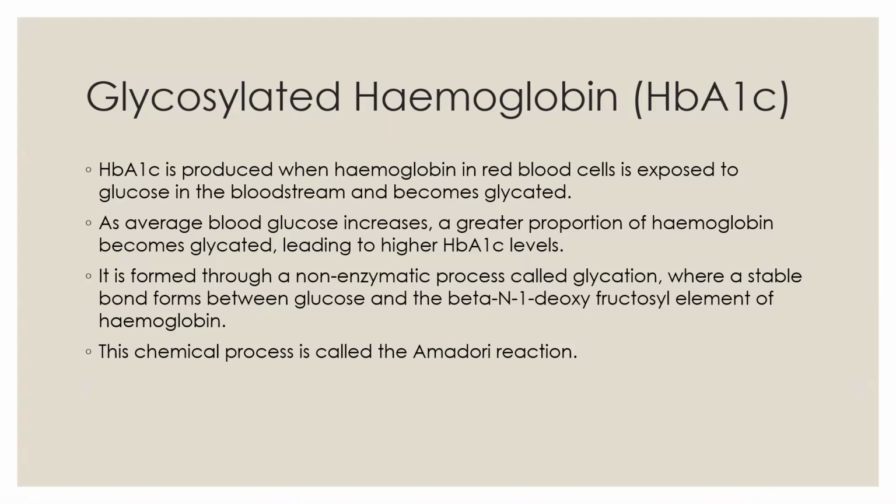Essentially, it's a measure of glycosylated or glycated hemoglobin. HbA1c is produced when hemoglobin in red blood cells, which is the oxygen carrying component, is exposed to glucose in the bloodstream and becomes glycated. As average blood glucose increases, a greater proportion of hemoglobin becomes glycated, leading to higher HbA1c levels. So, for example, in an uncontrolled diabetic, because they'll have increased amounts of circulating blood glucose, there'll be a greater amount of glycation taking place and hence higher HbA1c values when a test is done.